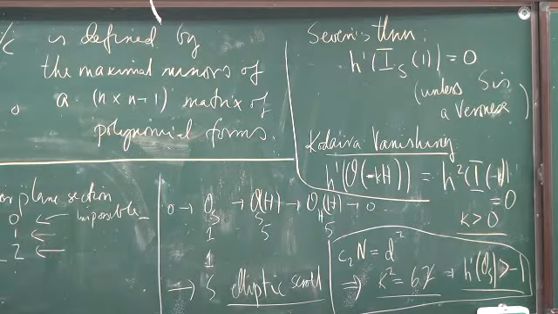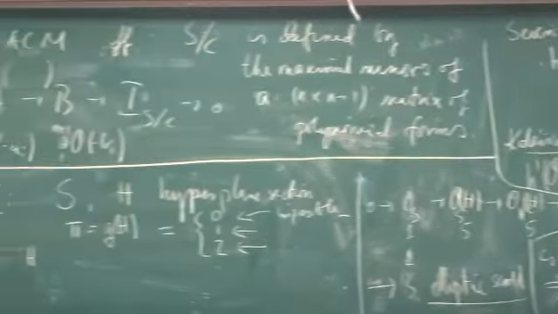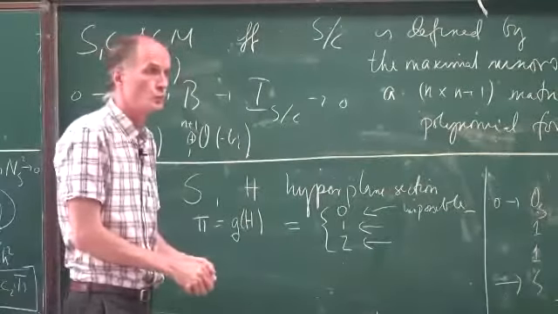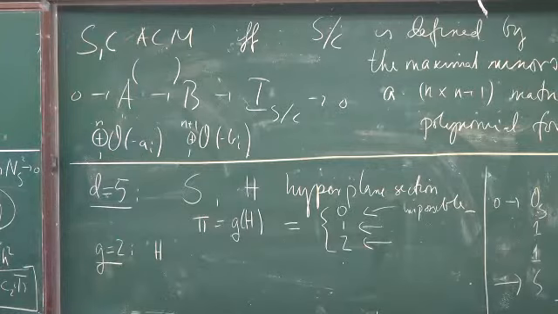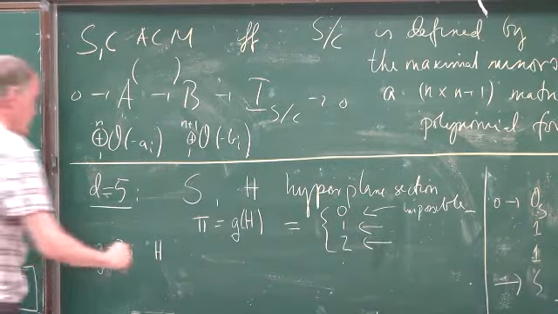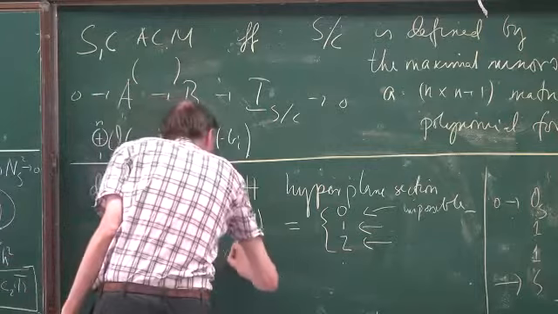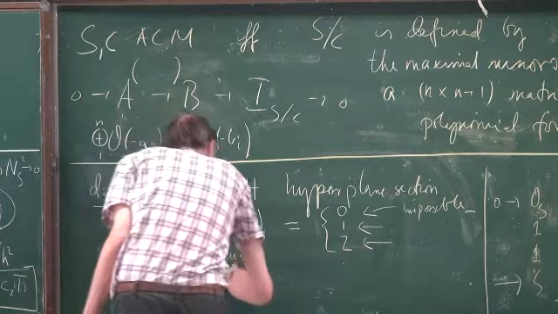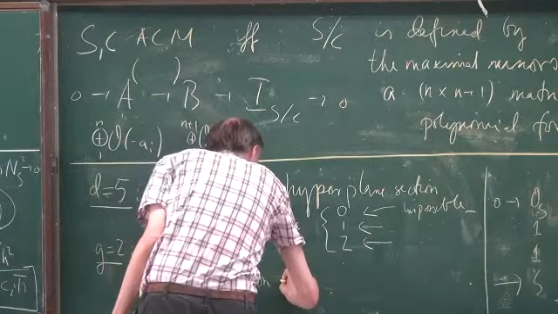What about the genus 2 case? Well, if genus is 2, then H, the hyperplane section, is a genus 2 curve of degree 5. This is linearly normal in P3. It lives on the quadric, is a curve of type 2, 3 on the quadric.